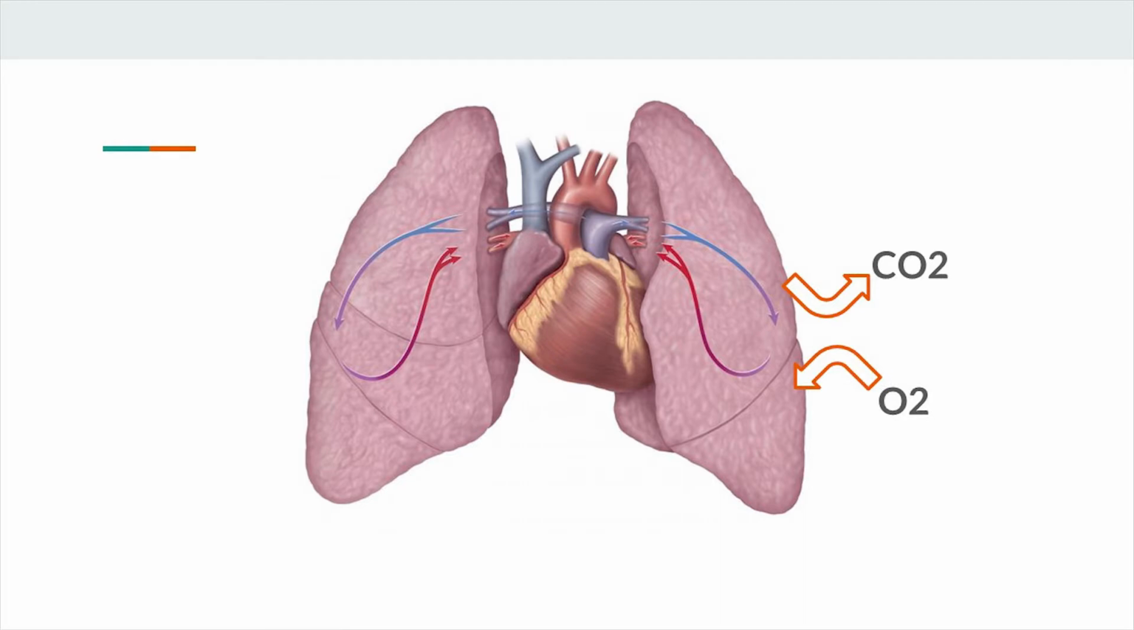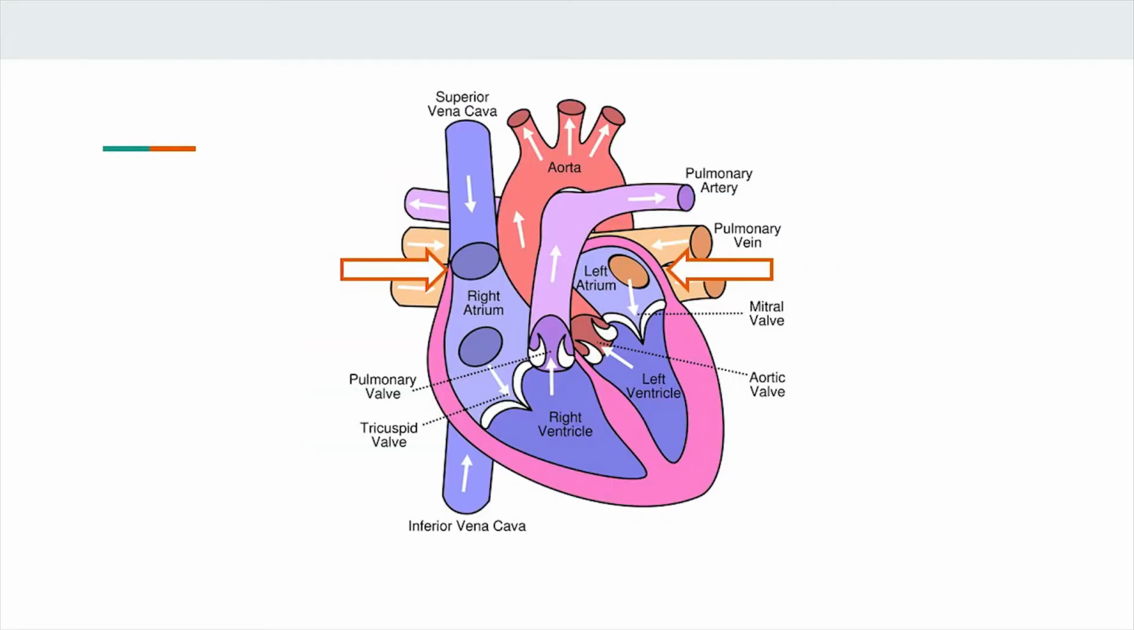The oxygenated blood returns to the heart via the pulmonary veins and flows into the left atrium. It then gets pumped down to the left ventricle, which pumps the blood out through the aorta and throughout the body. Then the whole cycle repeats again with each heartbeat.